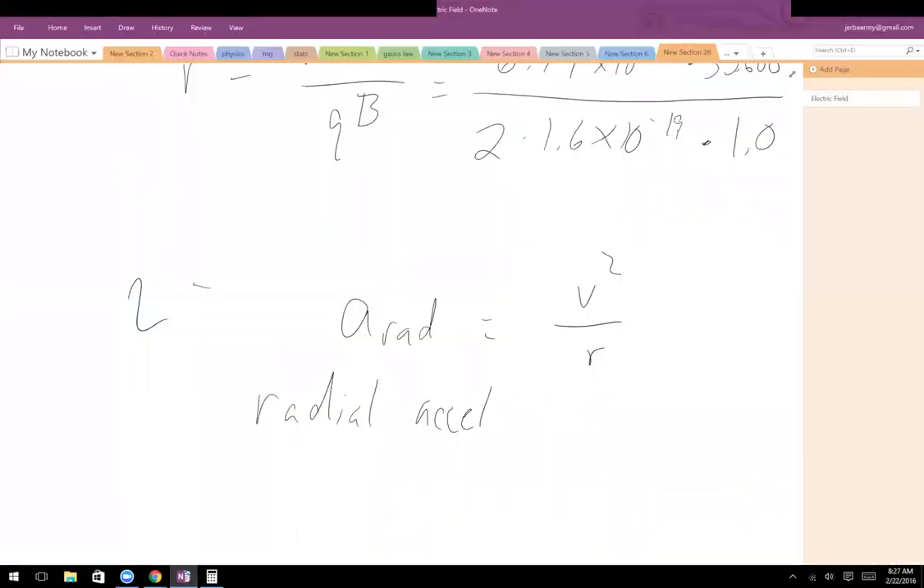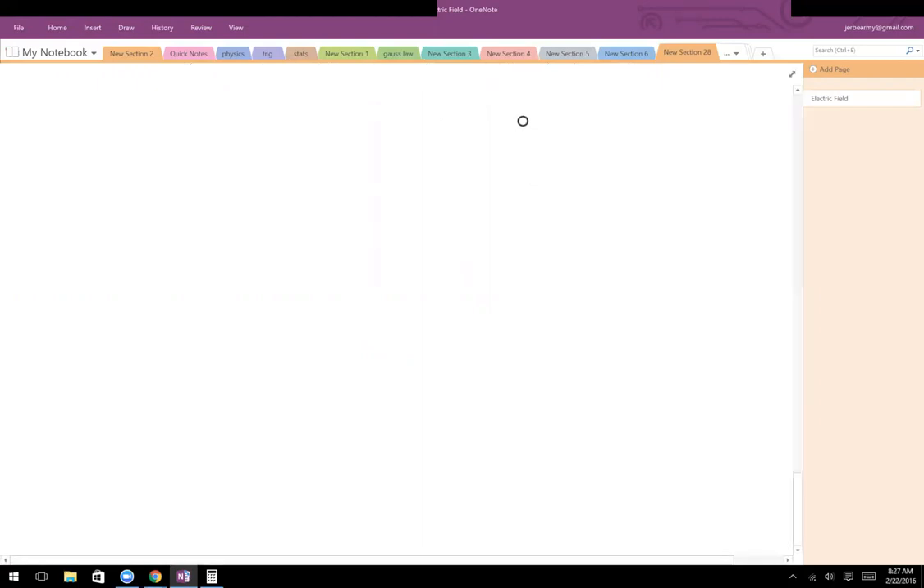Okay, so far all we've talked about as far as what magnetic fields do is what they do to a moving charge. First of all, if you have a stationary charge, the magnetic field doesn't do anything because there's that velocity in the formula.